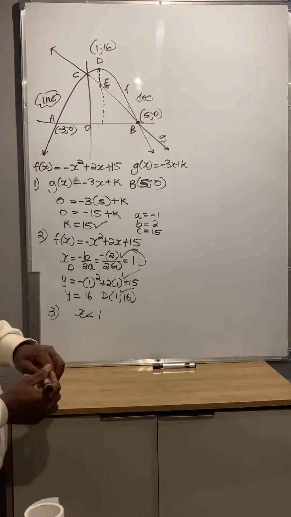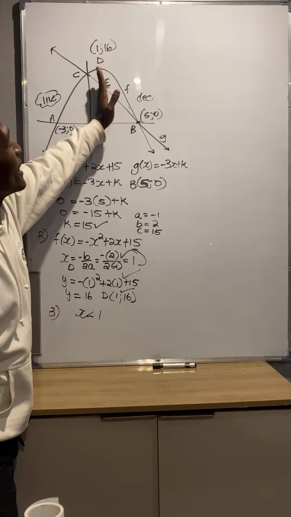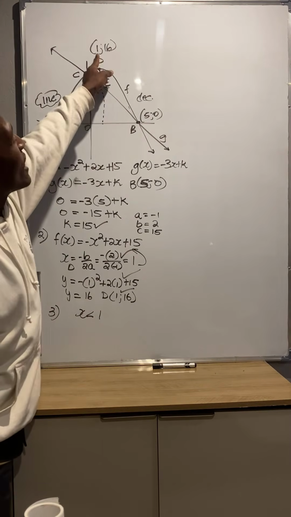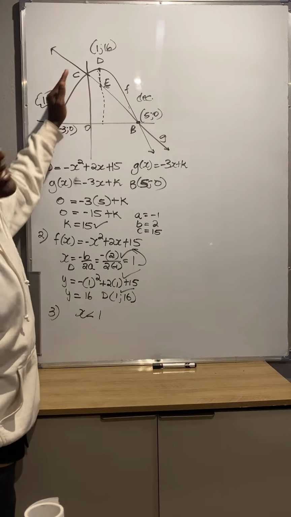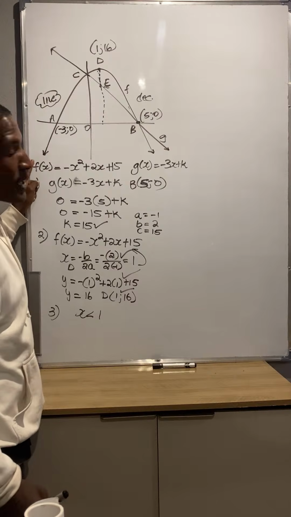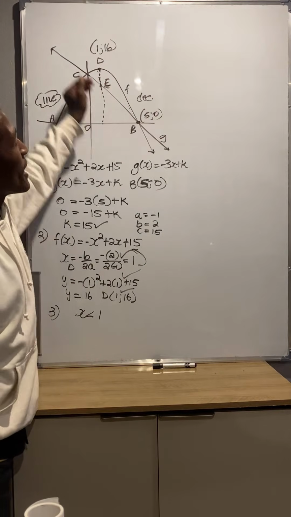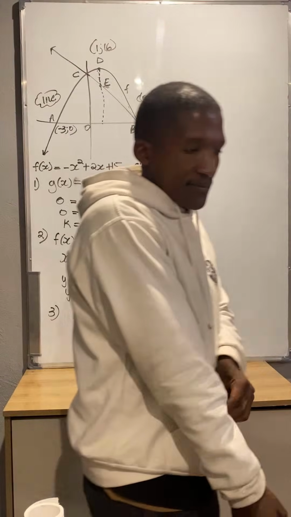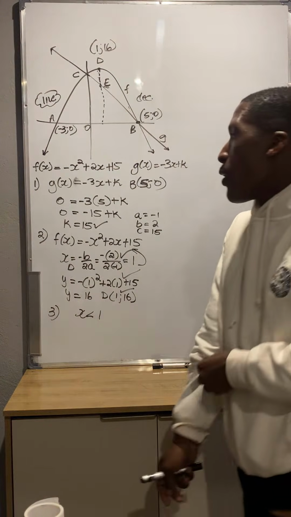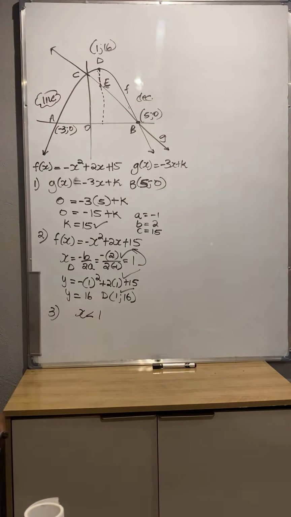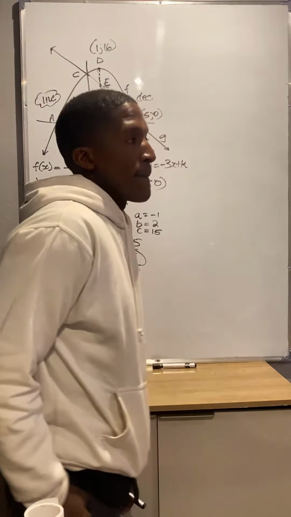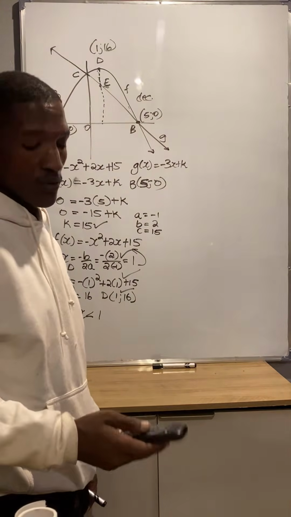increasing. As x increases up to 1, the graph goes up. But once x is greater than 1, the graph goes down. So that's where x is less than 1. Any question on that one?